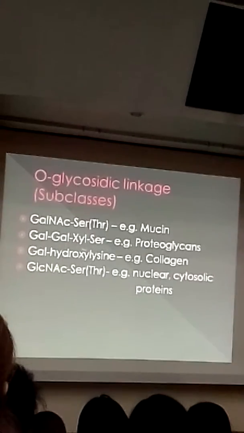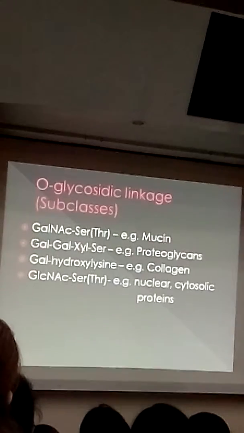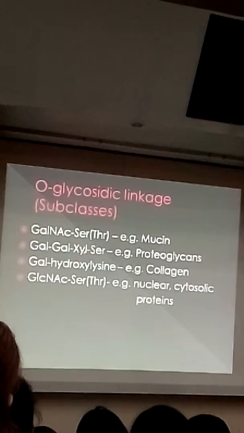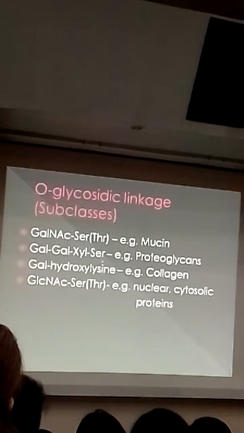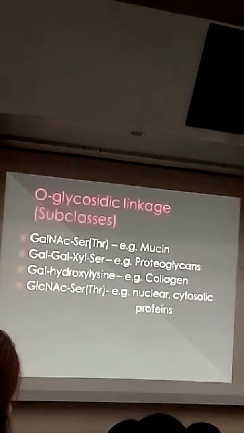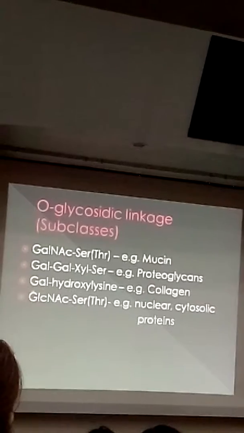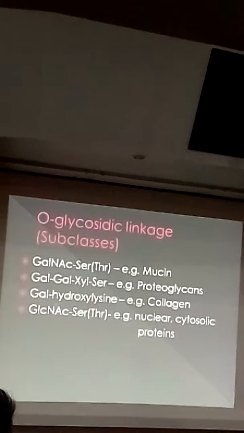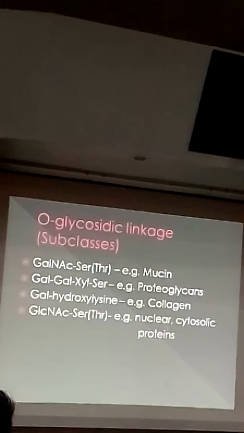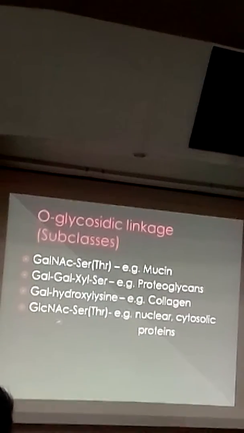What about galactose-xylose-serine? What is that? So you have two galactose. A xylose is what kind of sugar? And serine. Later on we discuss proteoglycans, you will know that this is the common link. Then of course we can discuss collagen later on, galactose and hydroxylysine. Hydroxy, note it down. And lastly you have nuclear cytosolic proteins with your GlcNAc, N-acetylglucosamine, and either a serine or threonine residue.